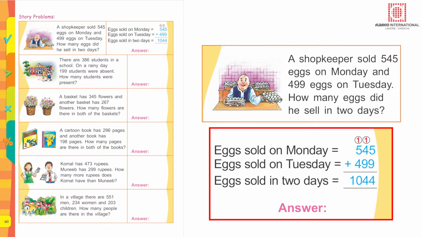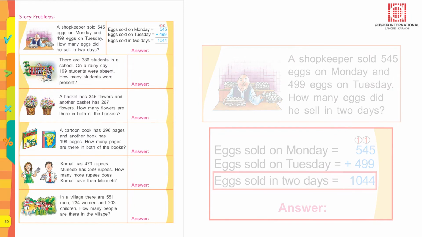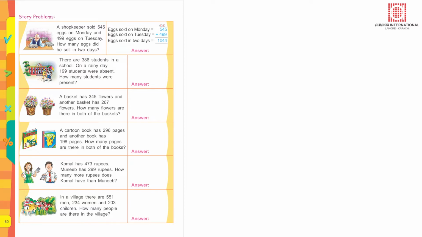545, 499. 5 plus 9 is 14, write 4 here, carry forward 1. This becomes 14, write 4 here and carry forward 1. This becomes 6 plus 4, 10. So 1044 eggs he had sold in 2 days. Now you can try the rest of the sums yourself.